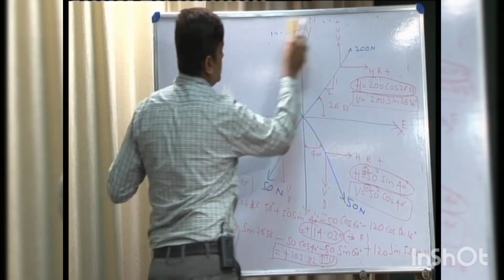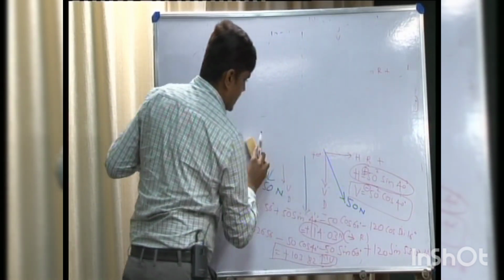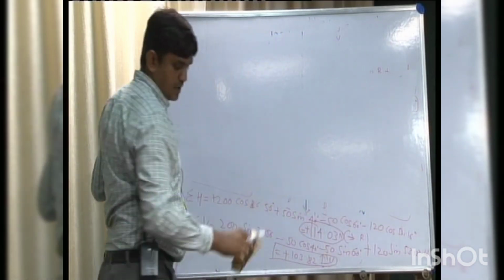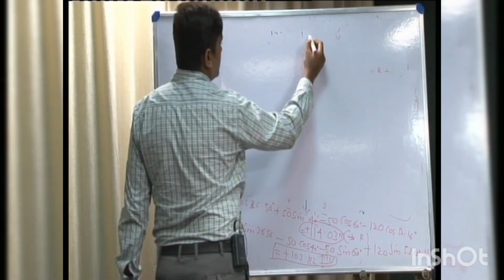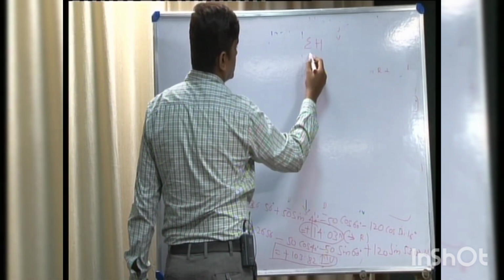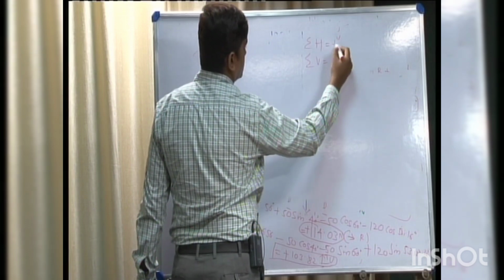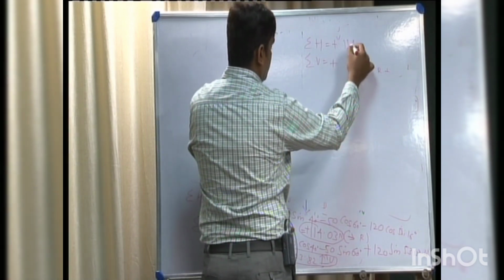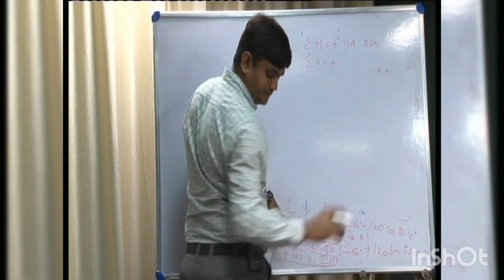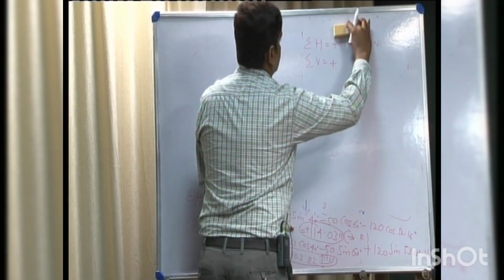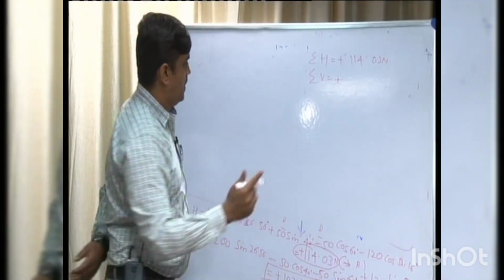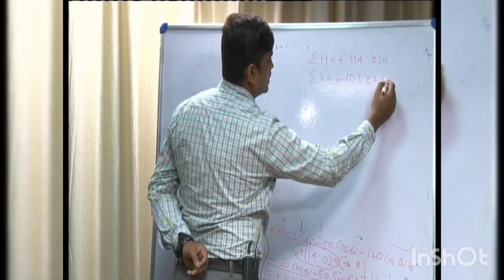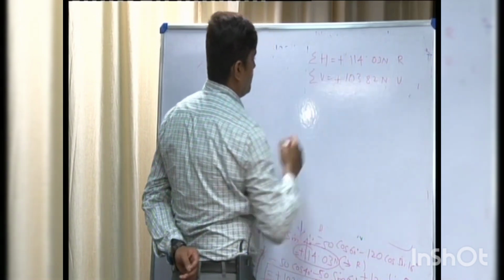So here our aim is to calculate the resultant, where we got the summation of horizontal and vertical with positive signs, both are positive. So it lies in the first quadrant: 114.03 Newton and 103.82 Newton. It is right, it is up.